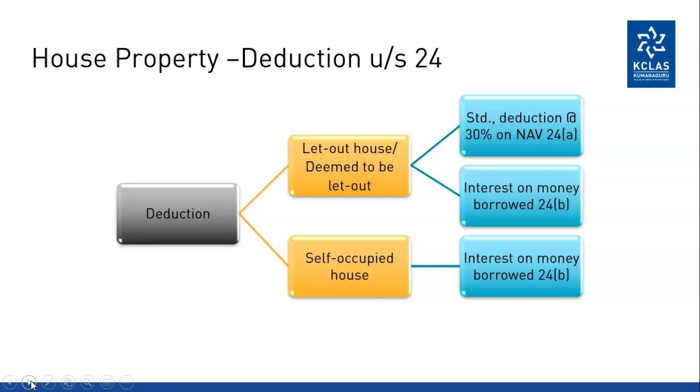The standard deduction which is applicable for let out or deemed to be let out house under section 24A is an ad hoc or flat deduction available out of the net annual value in respect of certain expenses of the owner of the house property. The owner of the house property might have incurred some expenses connected to the earning of rental income, like rent collection charges, insurance of house, repairs of house, etc. So it is allowed at the rate of 30% of NAV.